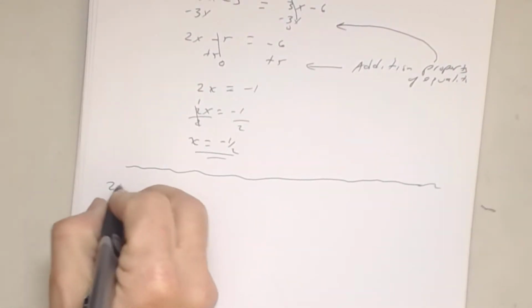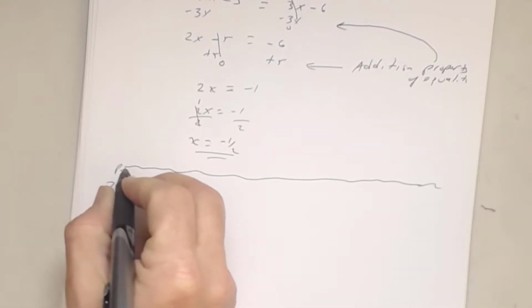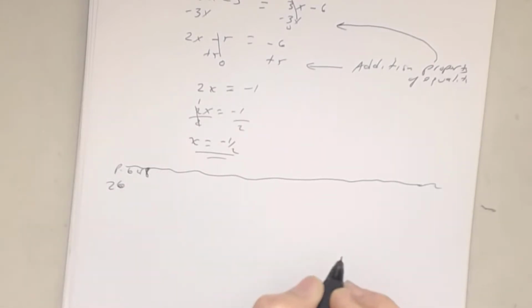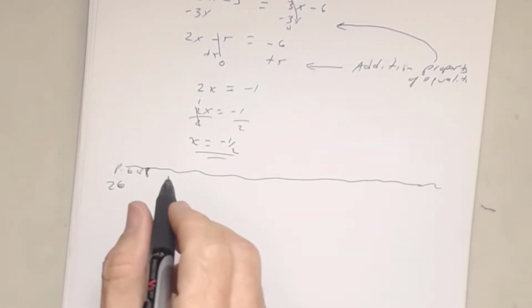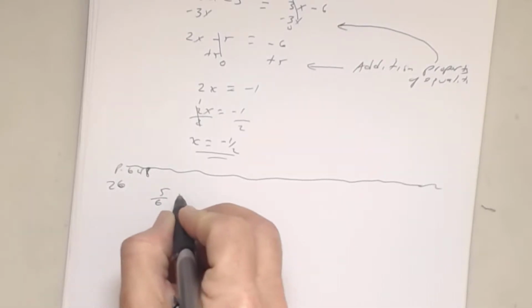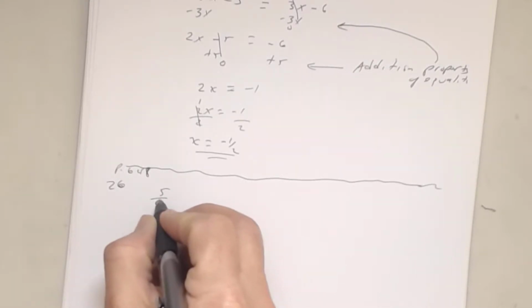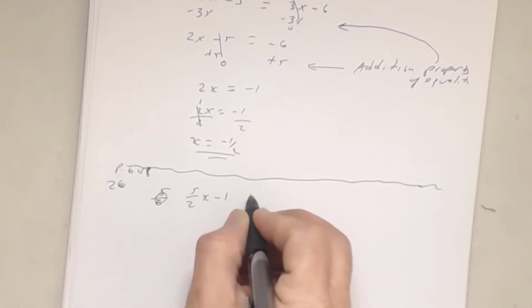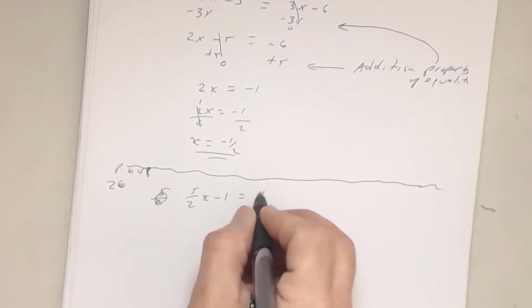All right, now let's look at this. This is number 26 on page 648. I'm going to do this two ways. So 26 looks like this. It's 5 halves x minus 1 equals x plus a fourth.